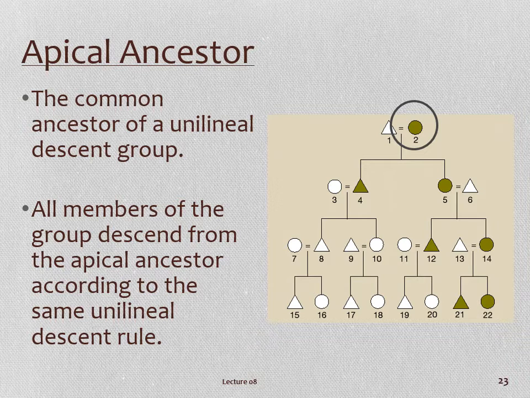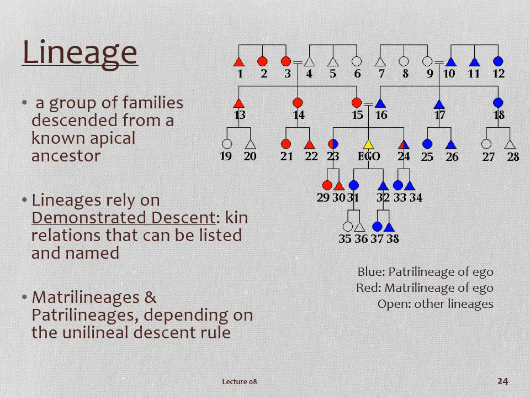These unilineal descent groups are very important for structuring the social relations of most societies around the world, and they take on several different forms. For example, lineages are groups of nuclear families descended from a known common ancestor according to a unilineal rule, very similar to an extended family, only larger. In kinship terminology, they tie people together through demonstrated descent. Precise genealogical relationships can be demonstrated between any two lineage members.